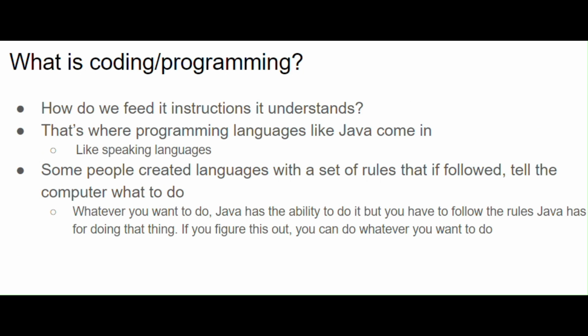And then you can ask the question, okay, how do we feed the instructions that the computer understands? And so that's where the concept of programming languages like Java comes into play. So what people did is they came together and they wanted to provide the ability for people to write these instructions in an easy manner. And so they created a language. So Java is one of those languages. And they created a language with a set of rules that you have to follow. And if you follow those rules, the computer will be able to understand it and then execute.